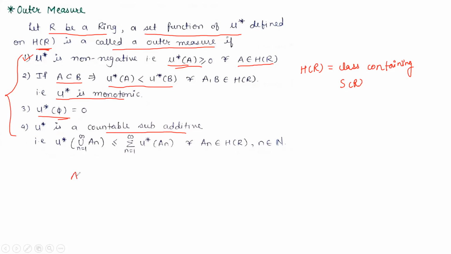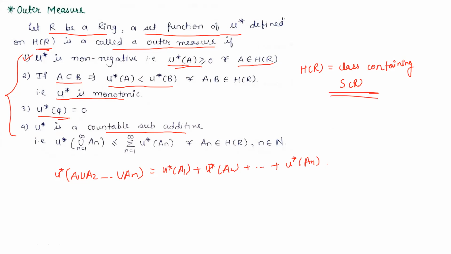That is, if we have A1 union A2 up to and so on union An, and we take the outer measure of this set, then we have outer measure of A1 plus outer measure of A2 plus and so on up to outer measure of An. So if these four conditions are satisfied, then the set function mu star is called an outer measure, which is defined on H of R, where H of R is a class containing S of R.